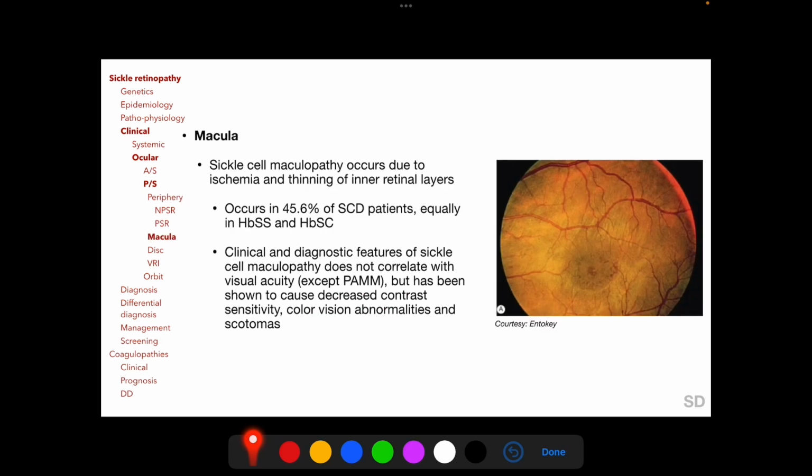In addition to peripheral retina, the central macula can also be involved in sickle cell disease, and sickle cell maculopathy occurs due to ischemia and thinning of the inner retinal layers. Sickle cell maculopathy occurs in almost half of all SCD patients, with equal prevalence between HbSS and HbSC genotypes. Clinical and diagnostic features of sickle cell maculopathy may not correlate with visual acuity, except when paracentral acute middle maculopathy occurs, which can be correlated with decreased visual acuity, but the features of sickle cell maculopathy may cause decreased contrast sensitivity, color vision abnormalities, and scotomas.